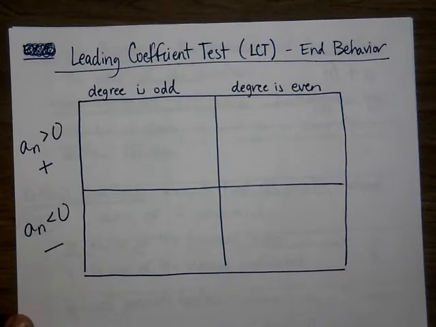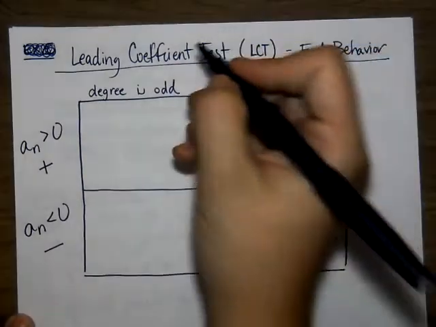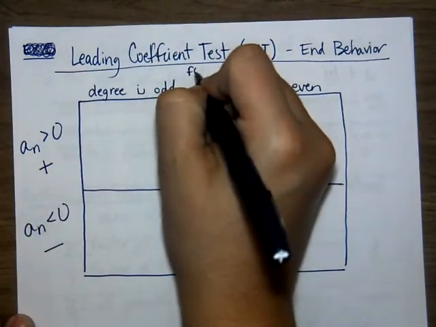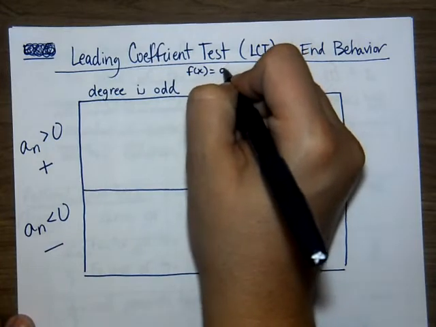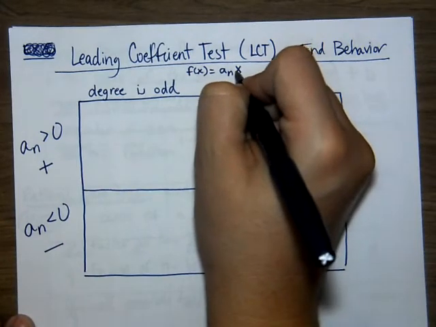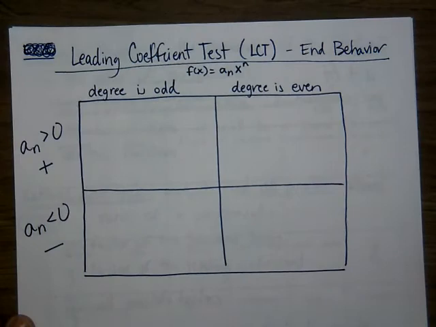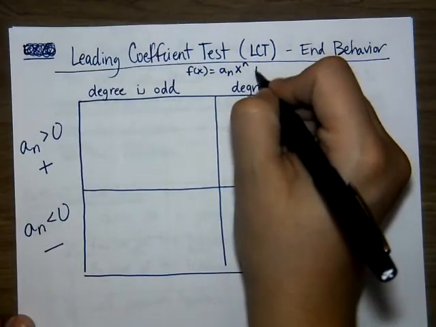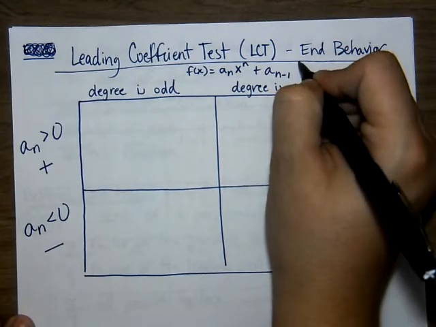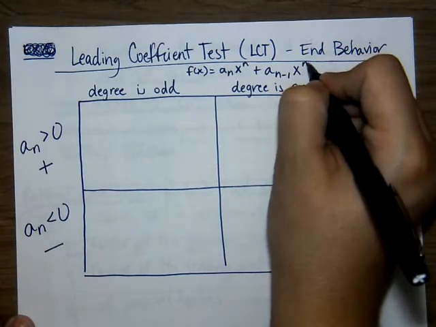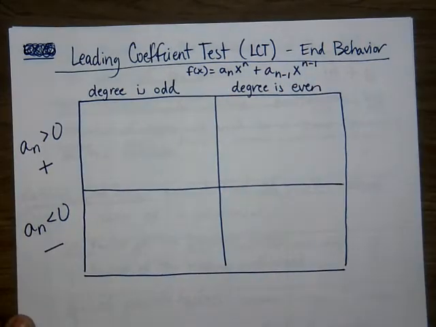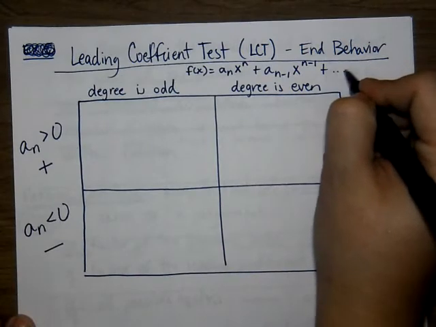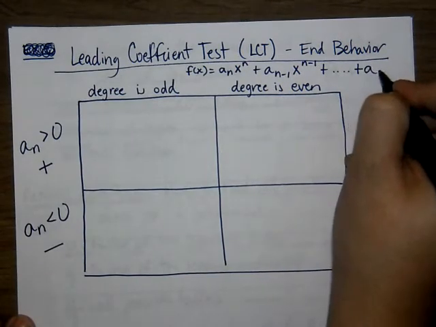And I'm going to write a function in kind of crazy notation, okay? So I don't want you to get hung up on the notation. I want you to think about what it's talking about, all right? So I think I could fit it in here. I forgot to write it. So f of x equals a sub n times x to the n plus a sub n minus 1 times x to the n minus 1 plus a bunch of other terms and then plus a sub 0.